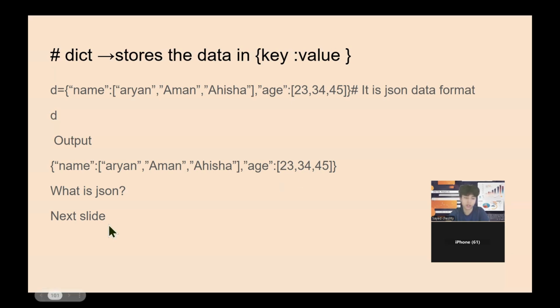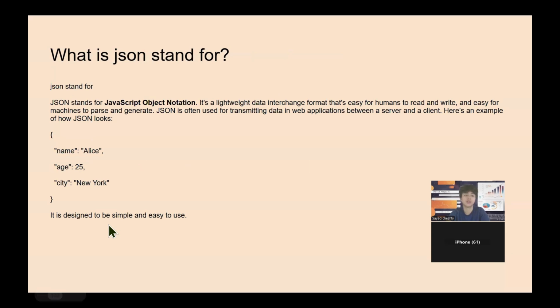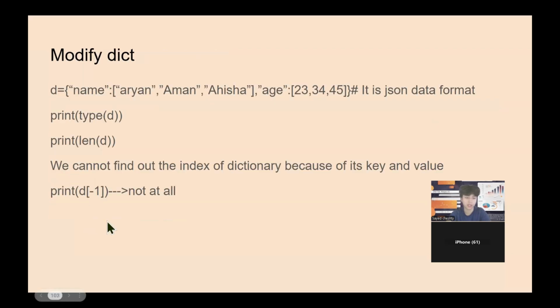So what is JSON? JSON stands for JavaScript Object Notation. It's a lightweight data interchange format that is easy for humans to read and write, and easy for machines to parse and generate. JSON is often used for transmitting data in web applications between a server and a client. Here's an example of how JSON works. So here, name is the key and the value is Alice. Same thing here, age 25, city New York. It is designed to be simple and easy to use.